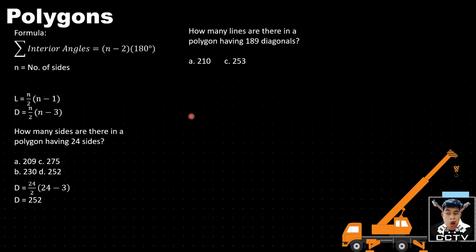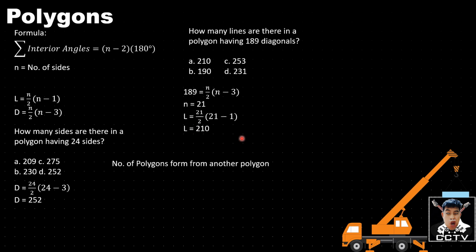How many lines are there in a polygon having 189 diagonals? Tinatanong naman kung ilang lines daw ito. Ito naman ang tinatanong. So, 189 yung diagonals, kunin muna natin kung ilang side yung polygon. And you'll get 21-sided polygon. And of course, para makuha mo yung line, substitute mo lang siya dito. N over 2 times n minus 1. You'll get 210 lines. Ito naman yung number of polygons na mapoform mo from another polygon.